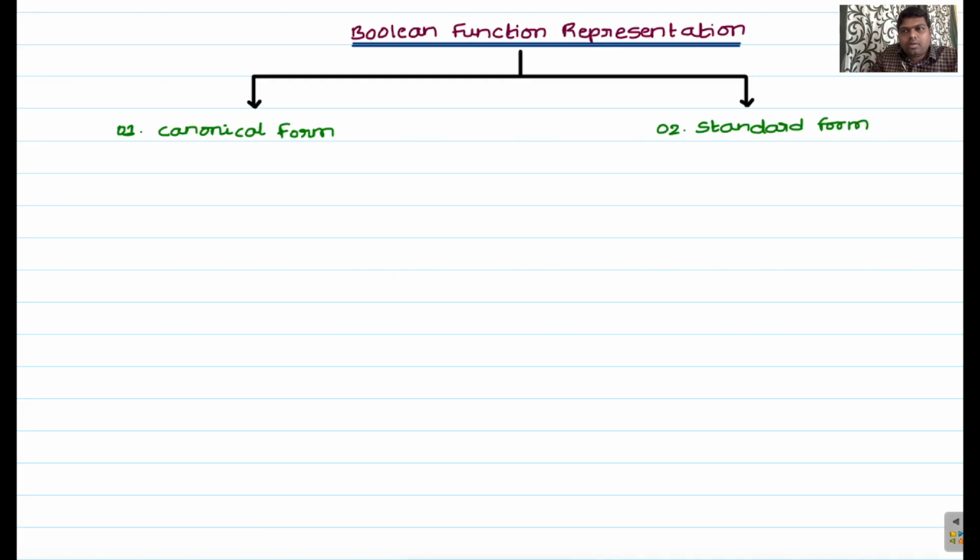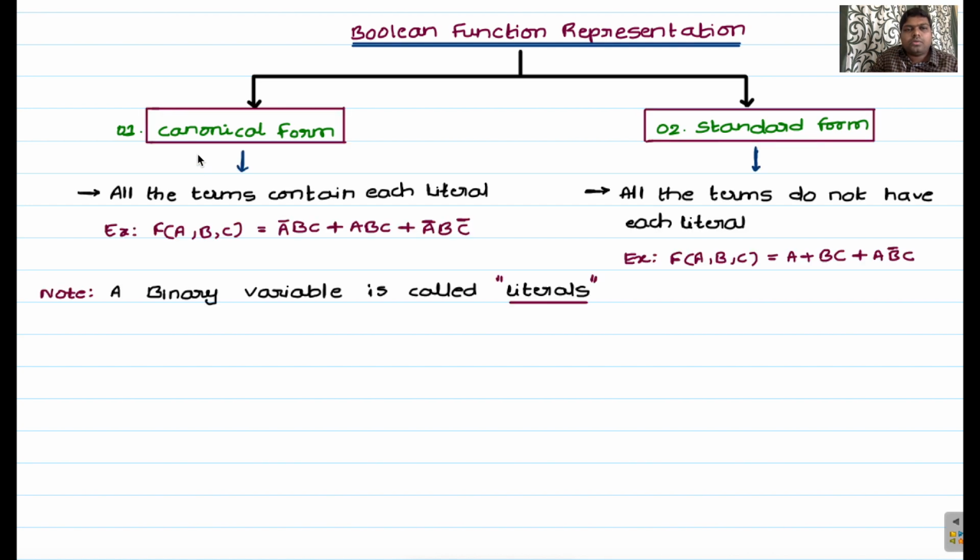Hi everyone. Our next topic is Boolean function representation. Here we have two ways of representation. One is a canonical form of representation. Another one is standard form of representation. So here canonical form means all the terms contain each literal. When it comes to standard form, it means all the terms do not have each literal.